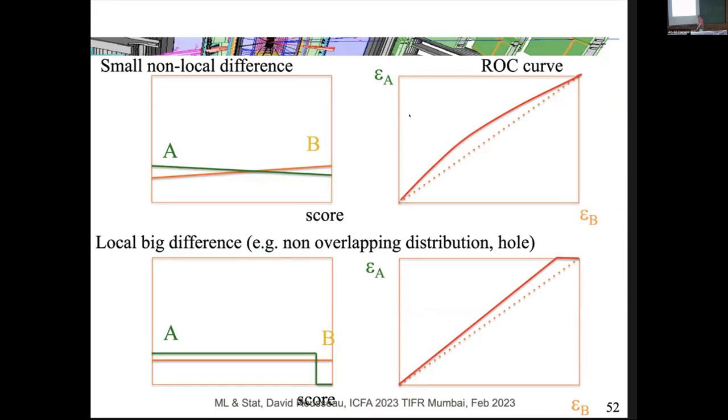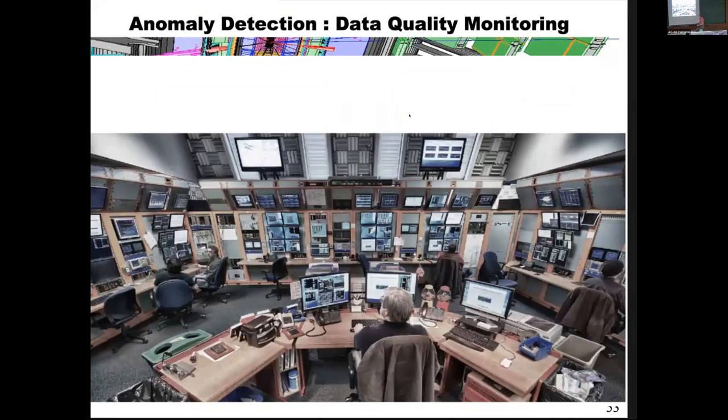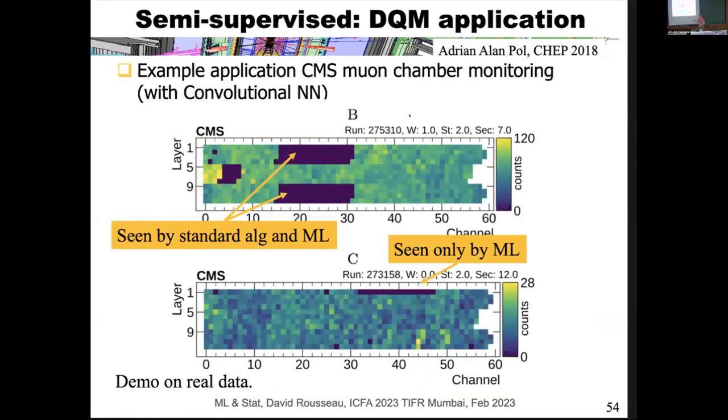So this kind of technique has been used for data quality monitoring. Not sure which control room it is, in fact. But as you know, when taking data, you have to monitor that everything is going on correctly. And there is this nice PhD, in fact, by Adrian Alan Paul, one of the first students doing machine learning as a big part of his PhD, which is using this kind of technique to do monitoring of the CMS muon chamber. And this was using a convolutional neural network.